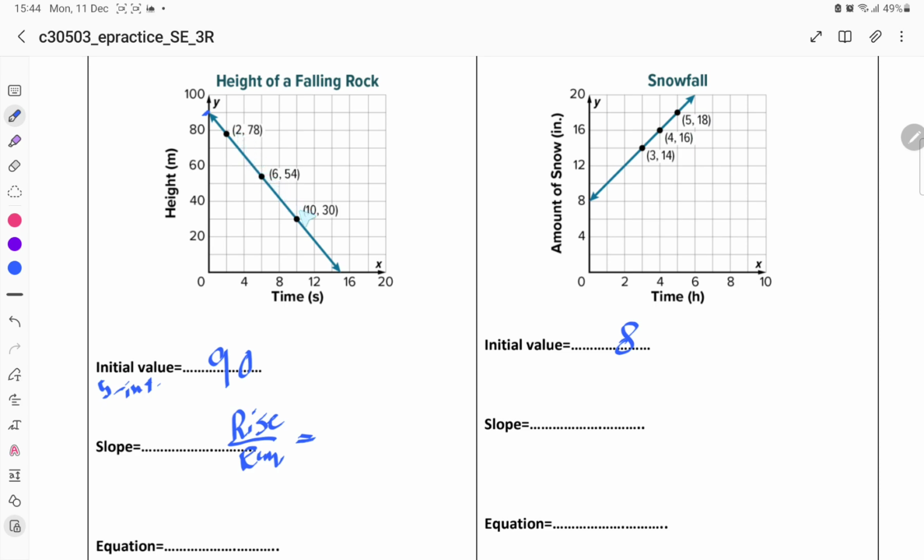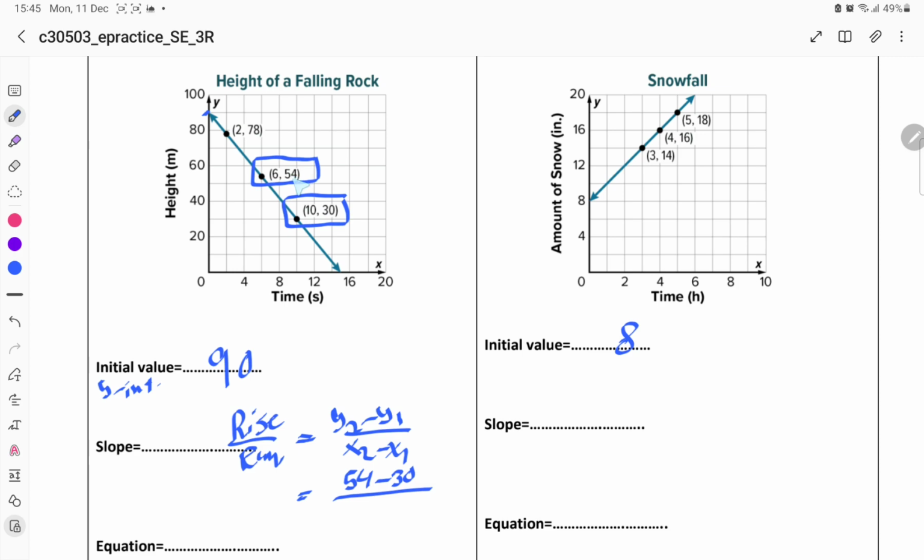Here you have some points given to you. If you can find clear points, you can easily get rise over run. If you can't, you can use y2 minus y1 over x2 minus x1. For example, here you have (10, 30) and (6, 54). Subtract the y's: 54 minus 30, over 6 minus 10.